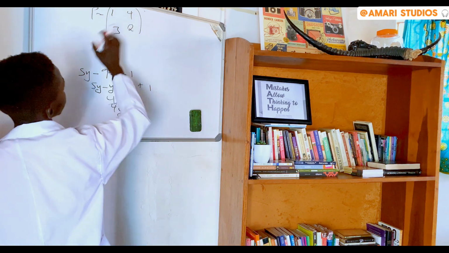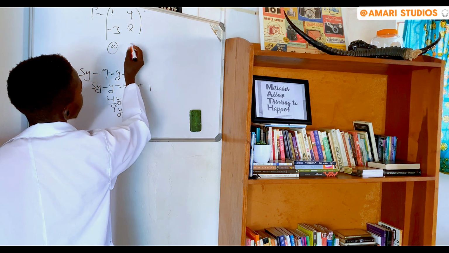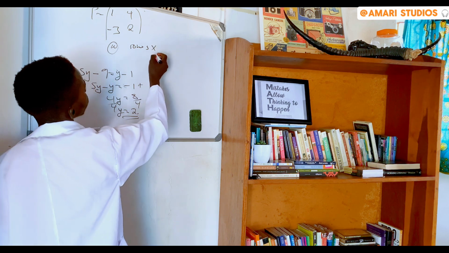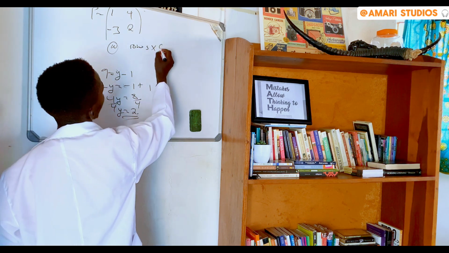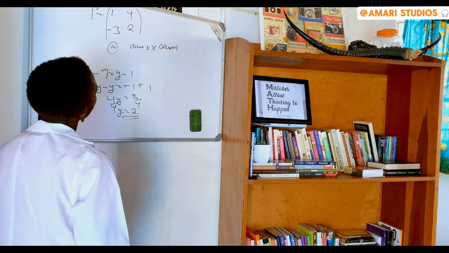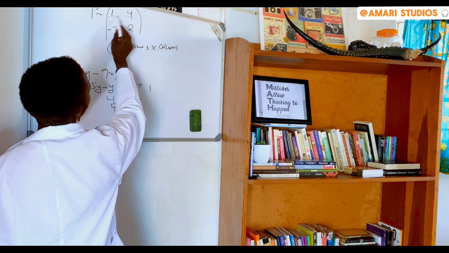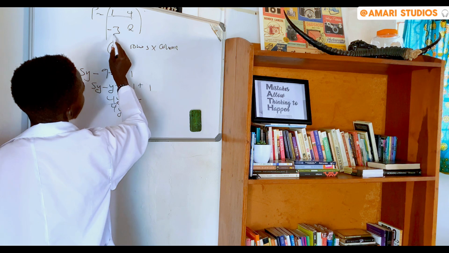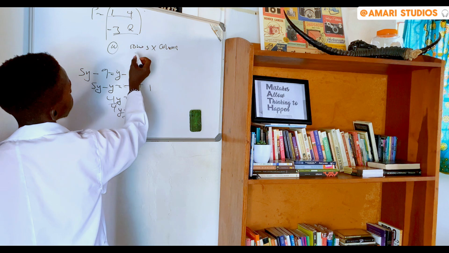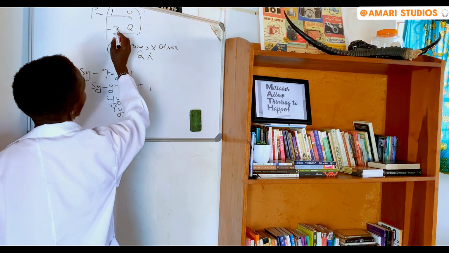So this is the matrix that has been given. State the order. Remember, when you want to state the order, we are first of all going to list the number of rows that are present. Then we are also going to list the number of columns that are present in that matrix. Looking at our matrix, the first row contains 1 and 4. The second row contains -3 and 2. So our matrix has 2 rows. This is 2, then by, or multiplied.